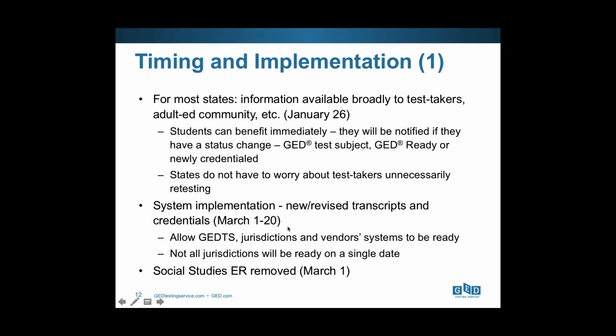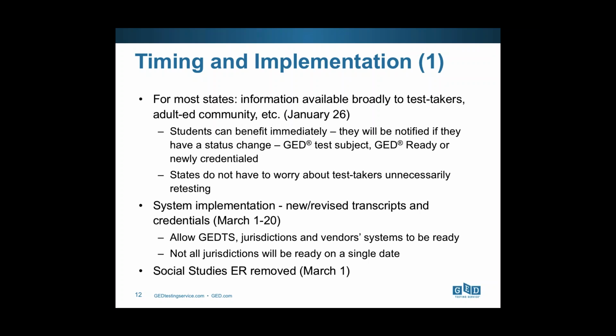Again, that's when the social studies item is going to be removed. The reason for the March 1st through 20th deadline is the XML data feeds that come from GED Testing Service will be sent to the states on March 1st. When transcripts and credentials are available will depend on how the state issues them and the vendor they may work with. So you may have an instance where you're in a state that uses a vendor, the data file goes on March 1, and those transcripts and credentials may be ready by, say, March 4th.